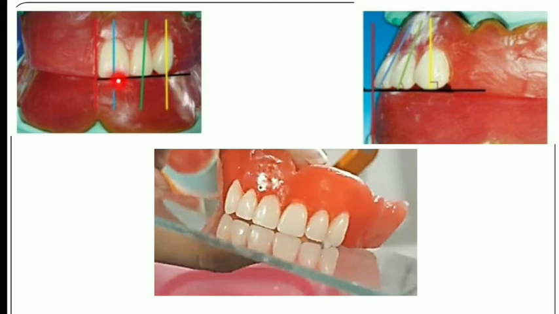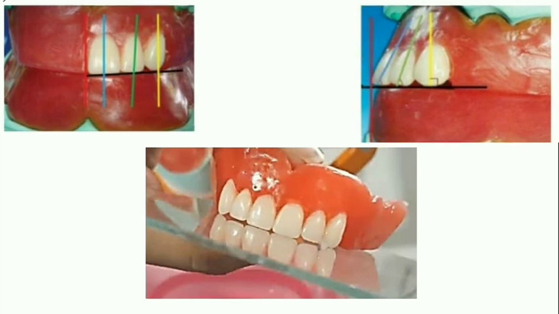And in the occlusal plane, the central incisor and the canine will contact the occlusal plane, but the lateral incisor is 1 mm short of the occlusal plane. This is a side view. The canine's vertical axis is parallel to the vertical axis. In proximal view, the long axis of the central and lateral incisors are not parallel to the vertical axis. And we can check the occlusal plane using a glass plate.